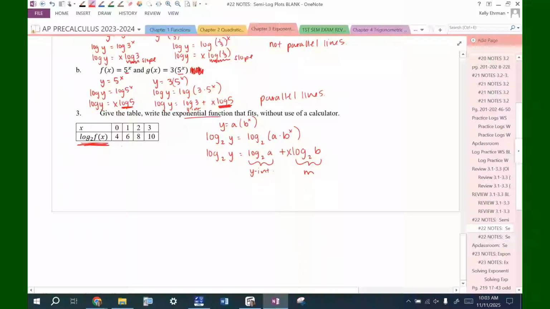If I have this graph, I can get the slope and the y-intercept from the table. The table shows me the y-intercept. The y-intercept is 0, 4. So that number is 4. And the slope is the slope between any 2 points here. 6 minus 4 over 1 minus 0. That's a slope of 2. So that tells me that the log base 2 of a is equal to 4. So what is a? 2 to the 4th equals a. So a is 16.